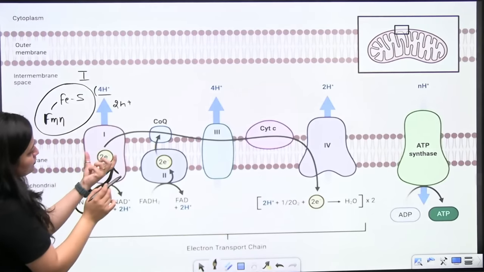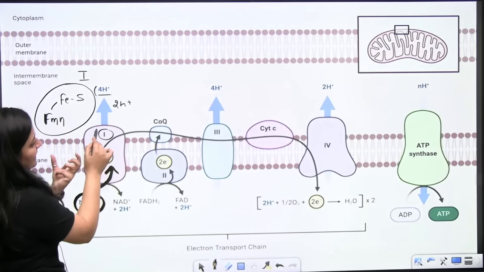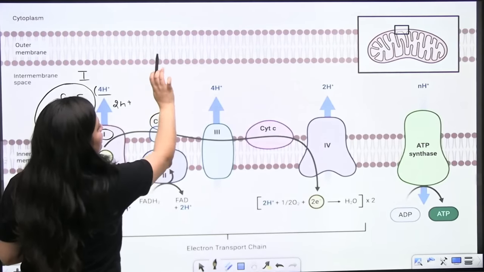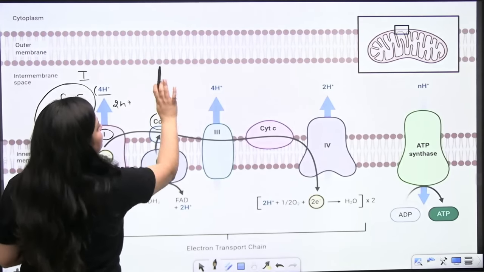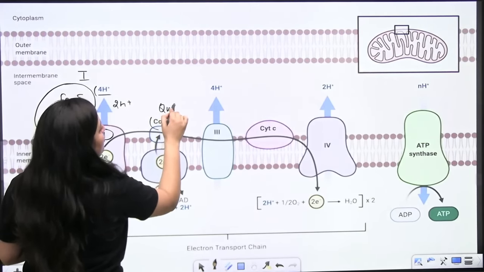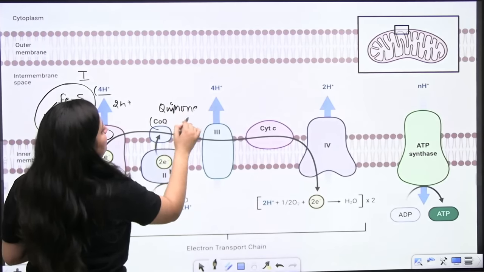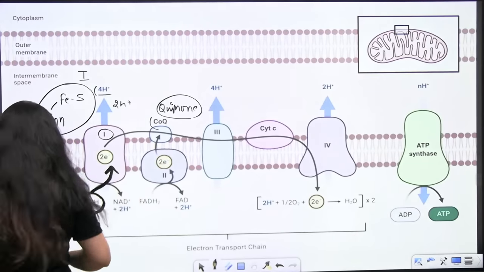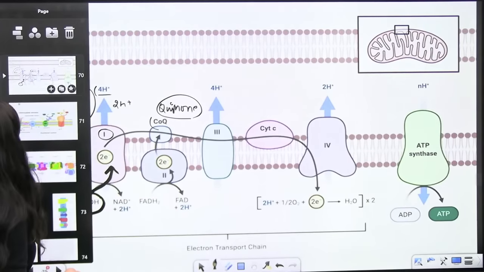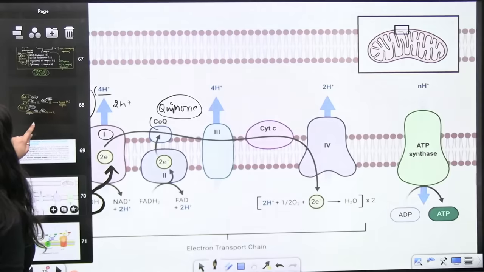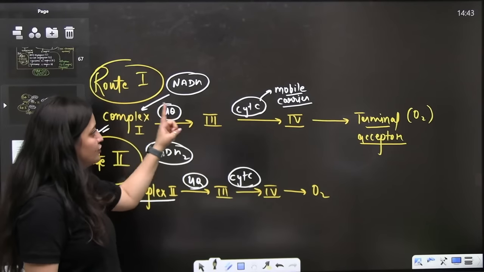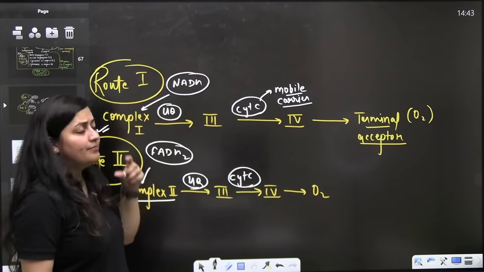Now we have to send the electron from complex 1 to complex 3. So we are going to use UQ, or you can say CoQ, so it is basically the quinone. The electron transporter will accept the electron and give it to 3. So, this route will help you out, children. Ultimately, from 1 to 3, we need to pass the electron. Who is going to help you? The quinone.